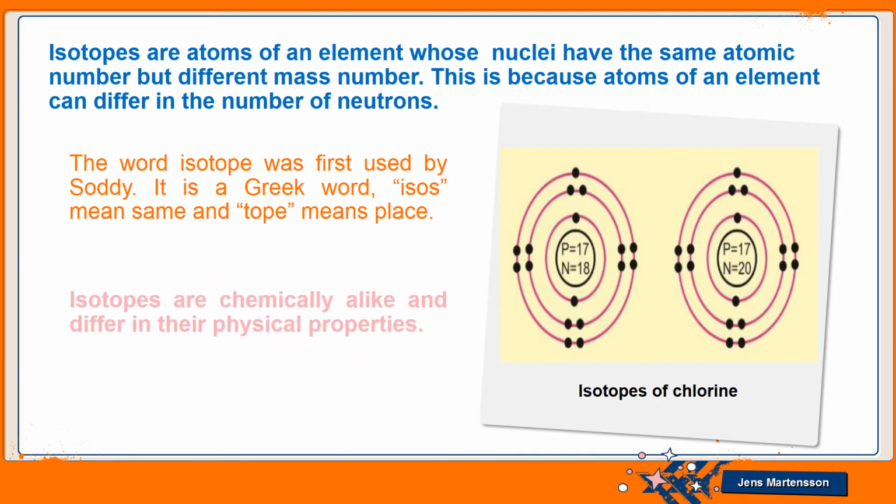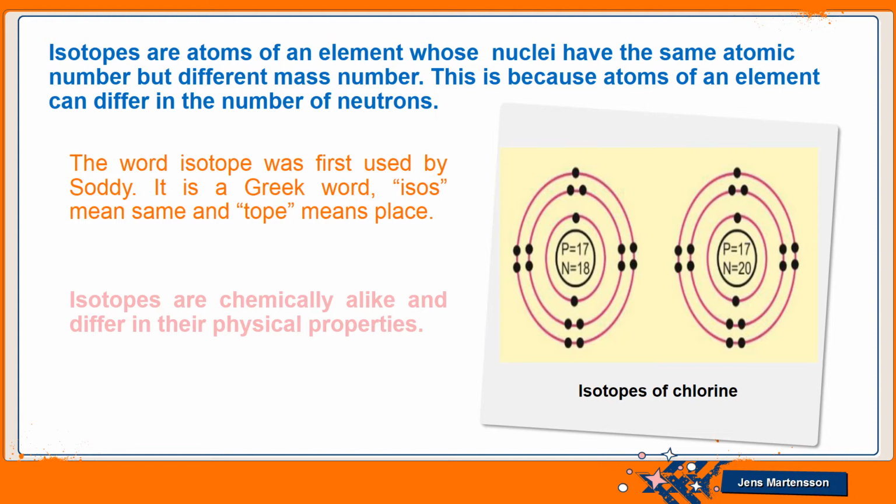Here you can see the isotopes of chlorine. Chlorine has two isotopic forms. One has 17 protons and 18 neutrons, and the second chlorine atom has 17 protons but 20 neutrons. So the number of neutrons is different, but the number of protons and electrons is the same.